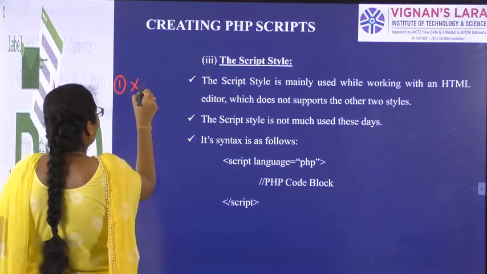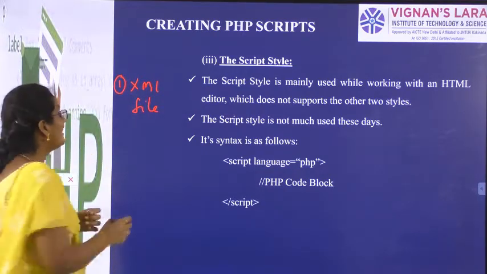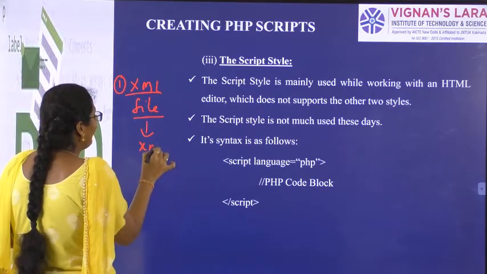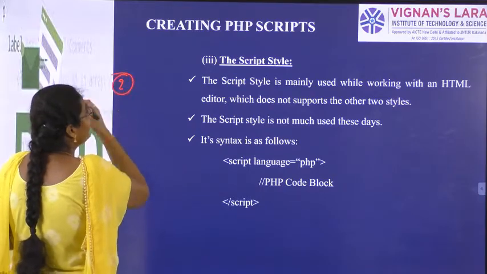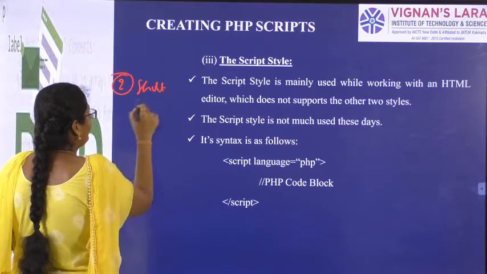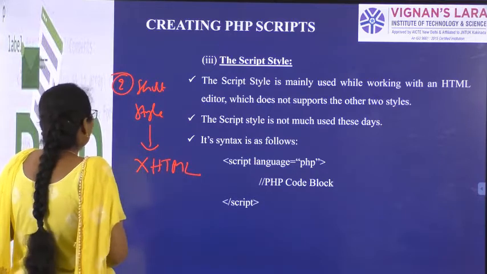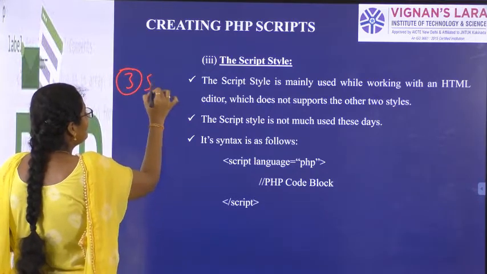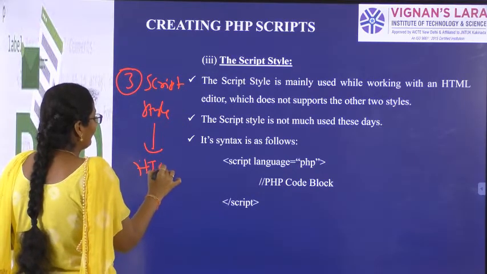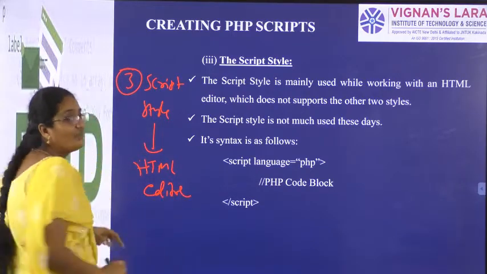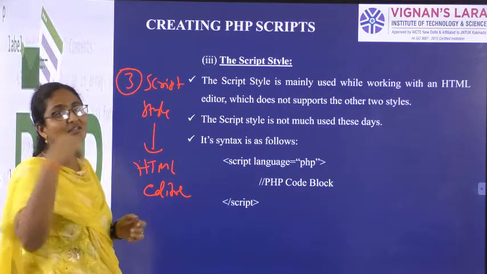So first one, XML style. The first type of creating the PHP scripts is XML style. It is used in XML or XHTML. The second way of creating the PHP script is short style. This short style is only used in XHTML. The third way of creating the PHP script is script style. This is used in HTML editor. So we have 3 different ways of creating PHP scripts. These 3 different ways are used in 3 different places.